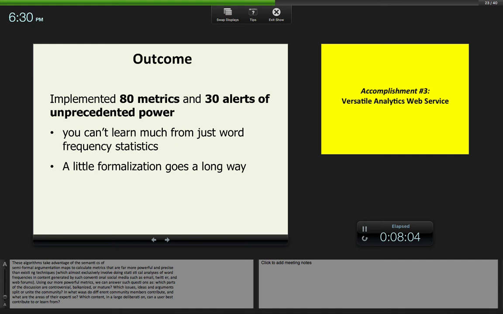To summarize, the outcome of this aspect of the work has been to implement 80 metrics and 30 alerts of unprecedented power, which means that they can recognize important phenomena in crowd-scale deliberation, which would be impossible to detect with conventional social media such as web forums. In conventional web forums, the analytic systems are limited essentially to looking at word frequency statistics, but the little bit of formalization made possible by deliberation maps goes a long way in terms of enabling more powerful metrics, more powerful analytics.